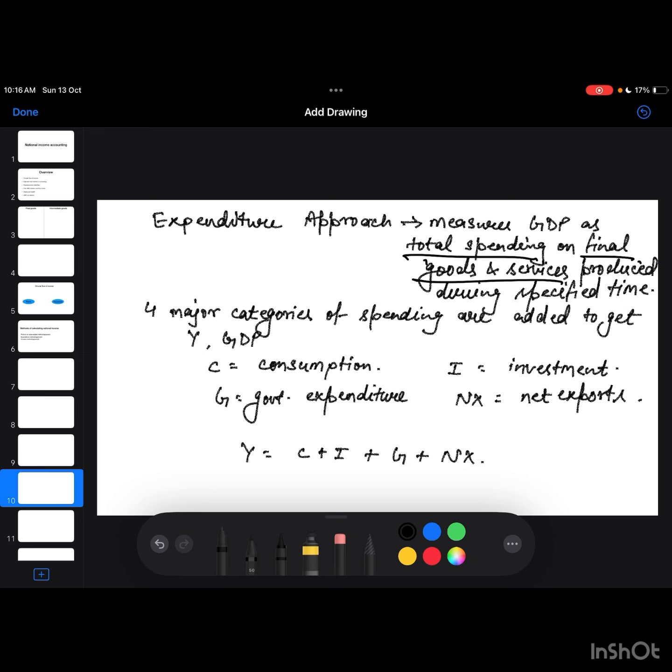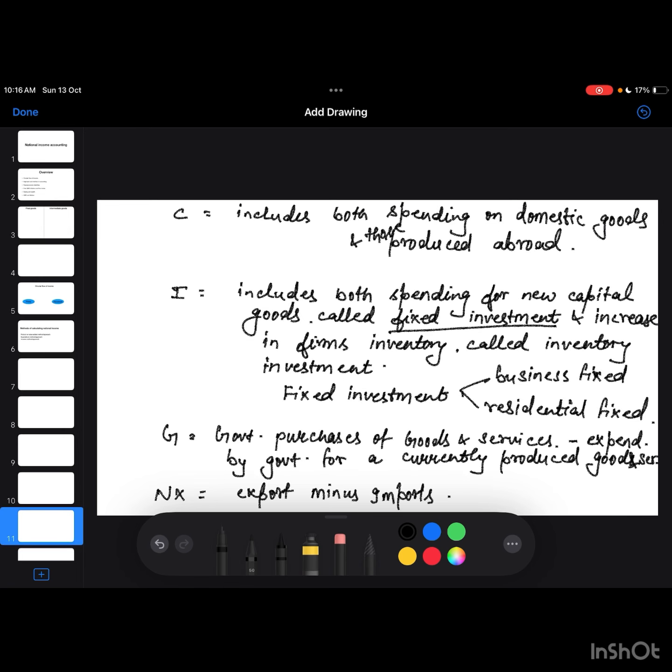Now there are four major categories of spending that are added in the expenditure approach to get the GDP. These are consumption, investment, government expenditure, and net export. By adding these four spending, we will get the GDP or total output of the economy.